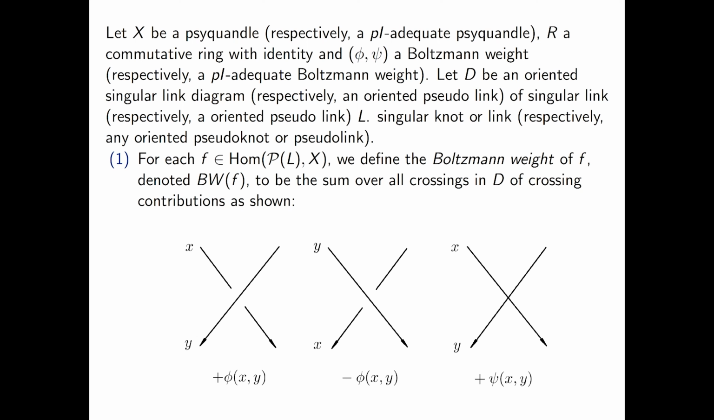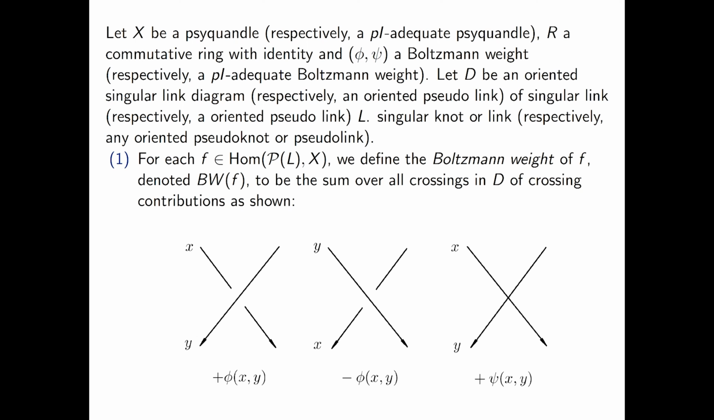So now D is going to be an oriented singular link diagram, or potentially an oriented pseudolink diagram. And this is going to be representing some singular link or pseudolink that we're going to denote by L. So now that we have our Psyquandle chosen and we have our Boltzmann weights for that chosen Psyquandle, we're going to compute the X colorings of our diagram. So again, this is the map, or a homomorphism, from the fundamental Psyquandle to the target Psyquandle. And so we're going to compute the Boltzmann weight of the X coloring.